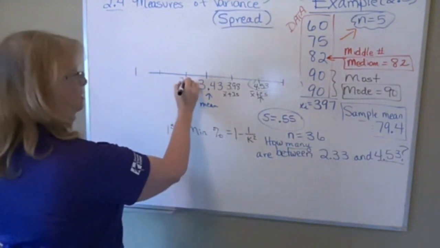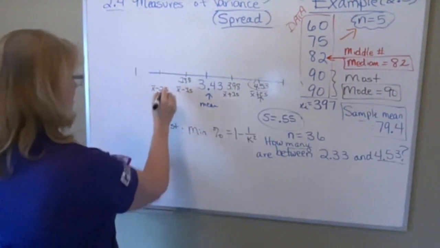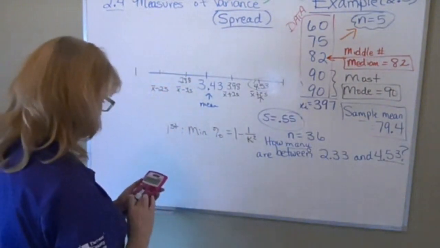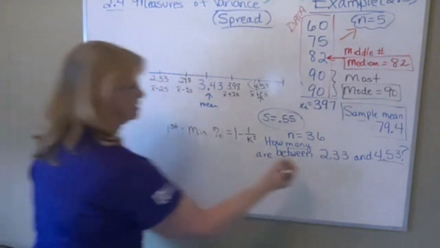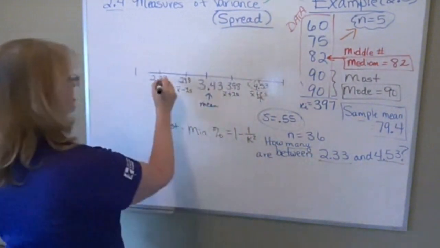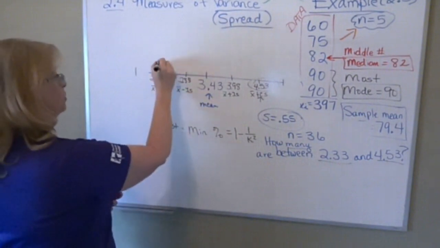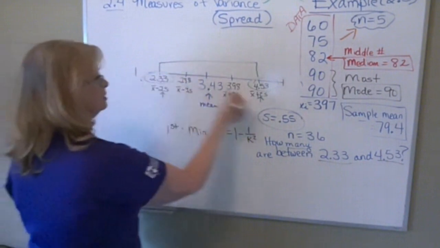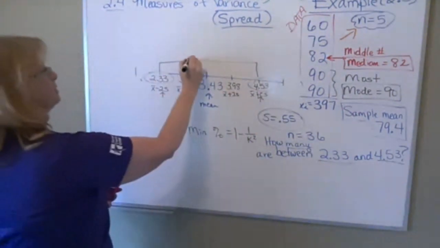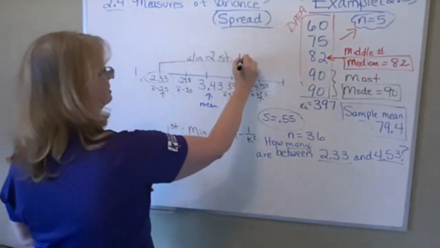Gives me 2.88. And then I'm going to do x bar minus 2s. So I'm going to subtract the 0.55 again. I get 2.33. Notice that's this number. Okay? And that's x bar minus 2s. So when I'm going from 2.33 to 4.53, I'm talking about within 2 standard deviations.